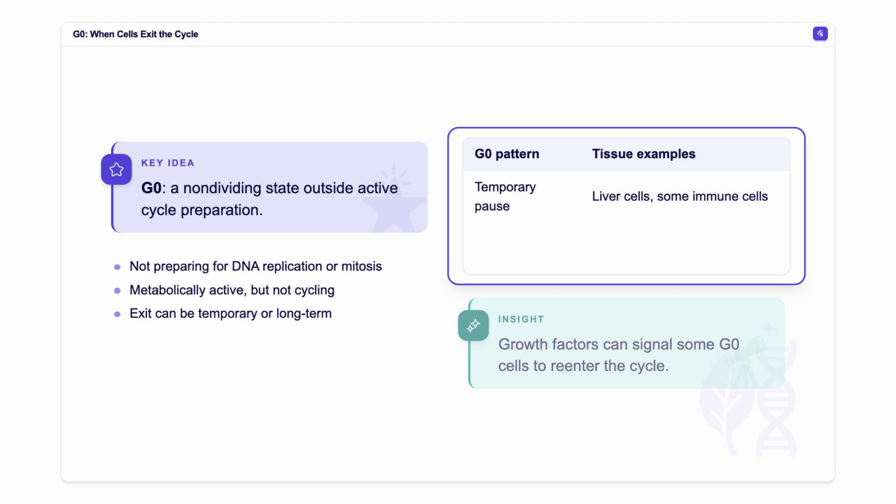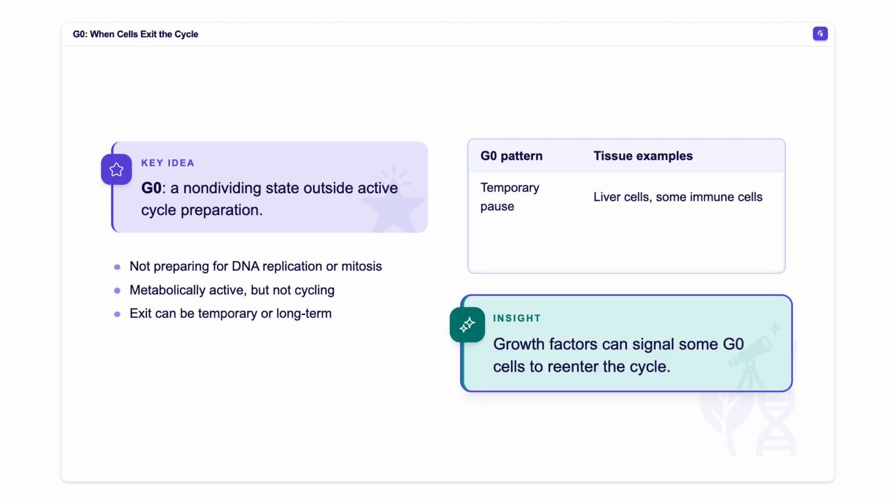G0 can be temporary. For example, liver cells and some immune cells may pause, then re-enter the cell cycle when the body needs repair, growth, or a stronger immune response. One kind of signal that can call some cells back into the cycle is a growth factor. A growth factor is a signaling molecule that tells a cell conditions are right to grow and divide.